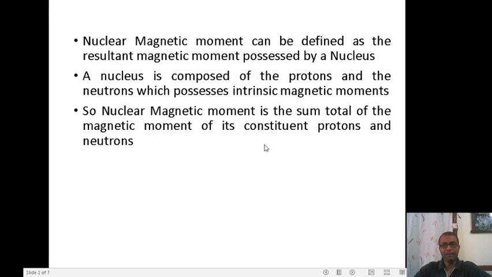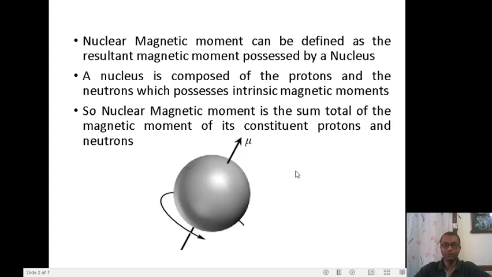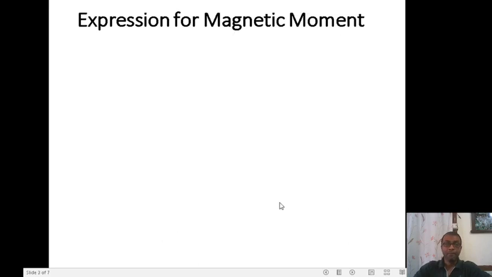So the nuclear magnetic moment is nothing but the sum total of the magnetic moments of its constituent protons and neutrons. We can represent this diagrammatically something like this. The nucleus is this, and it possesses a finite magnetic moment which is represented by the symbol mu. We need to find an expression for the magnetic moment of a nucleus.